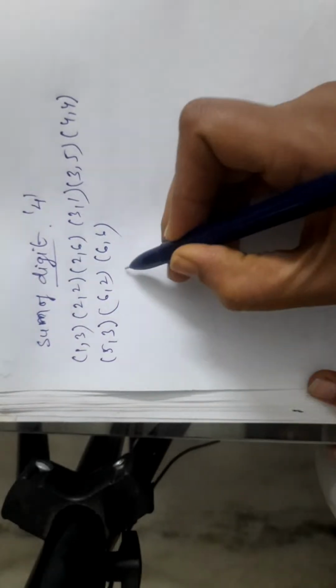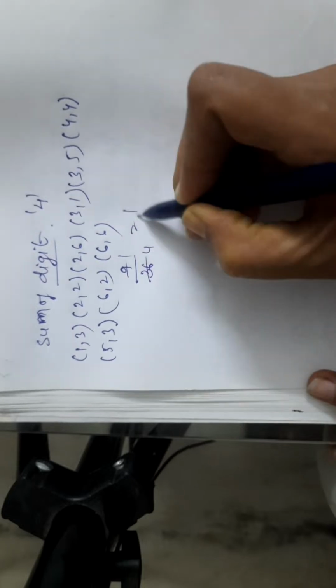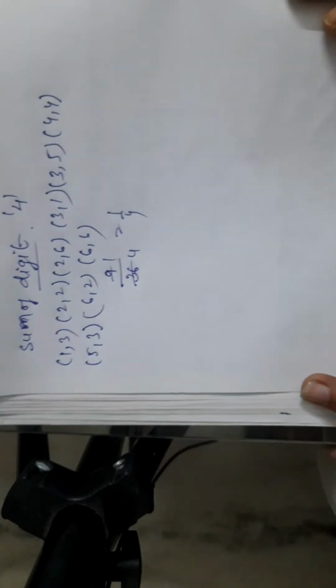Very good. As 9 outcomes are there out of total 36, the answer is 1 upon 4. Now let's move to the next question.